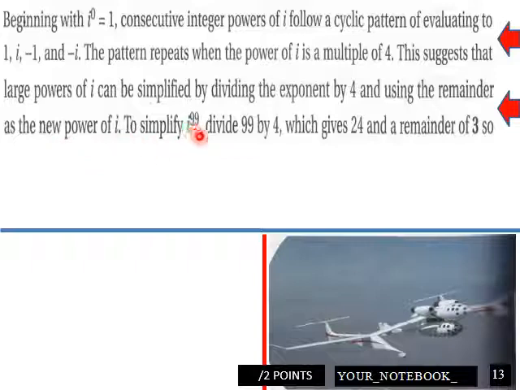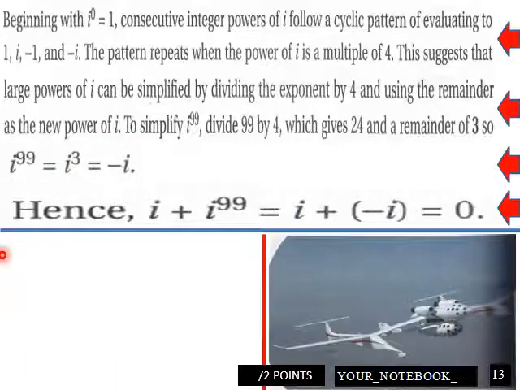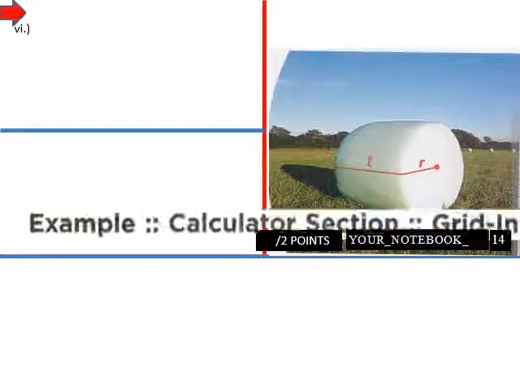To simplify i to the 99th, divide 99 by 4, which gives 24, remainder 3. So i to the 99th equals i to the third, which equals negative i. Hence, i plus i to the 99th equals i plus negative i, which equals 0. That is a cool way of figuring out what this will be.